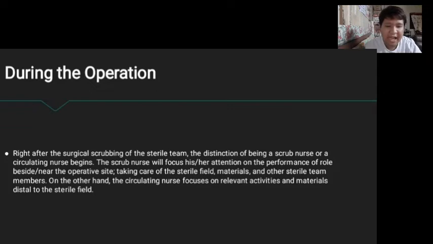And then during the operation, right after the surgical scrubbing of the sterile nurse, once they are scrubbed, the circulating nurse's work begins. The scrub nurse will focus her attention on performing the role of the scrub nurse, taking care of the sterile field, materials, and other sterile team members. And then the circulating nurse focuses on the relevant activities outside the sterile field.